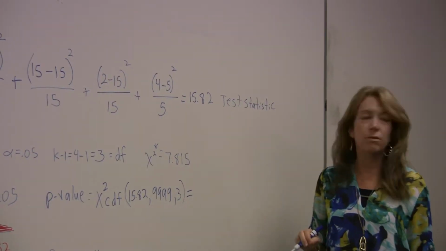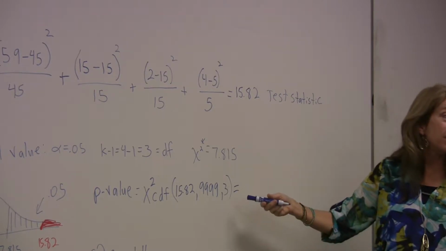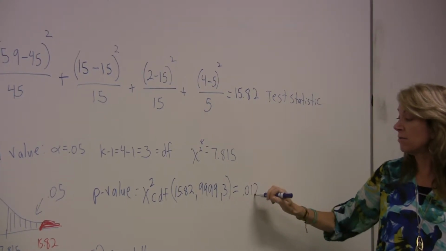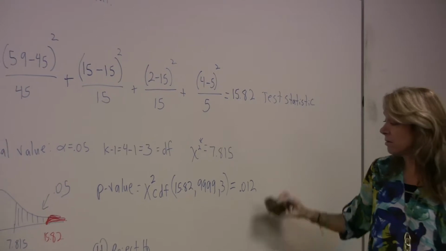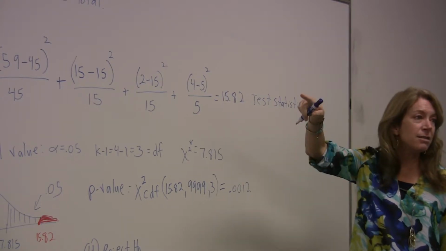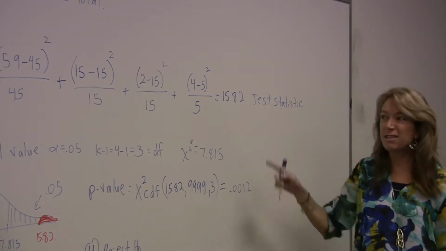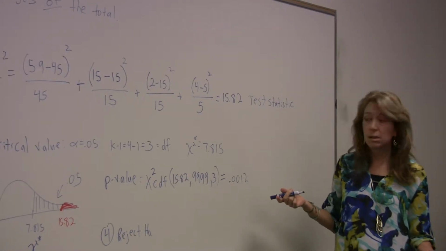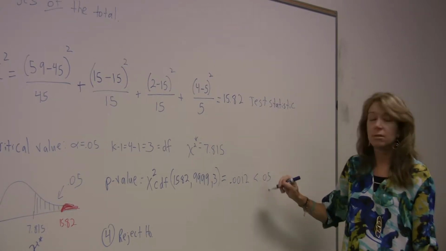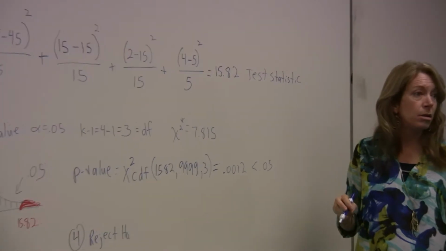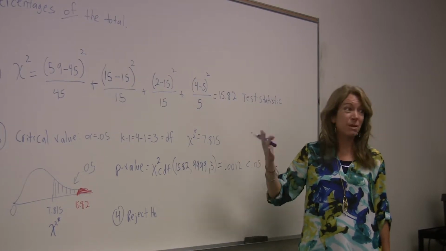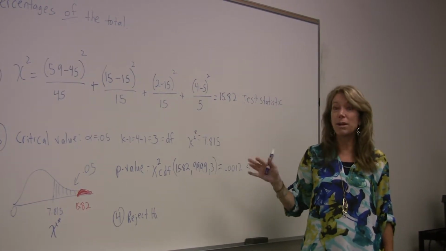What does your calculator tell you this equals? Those of you who are actually doing chi-squared CDF, what does it give you? 0.001. Those of you who used your goodness of fit test, did you get the same p-value? So the calculator's just doing all this work for us. We love our calculators. My p-value is less than 0.05, so again, we reject H0. Remember, you don't have to do both critical value and p-value. But when you're doing them online, sometimes they ask for one, sometimes the other. I want to make sure you understand both.